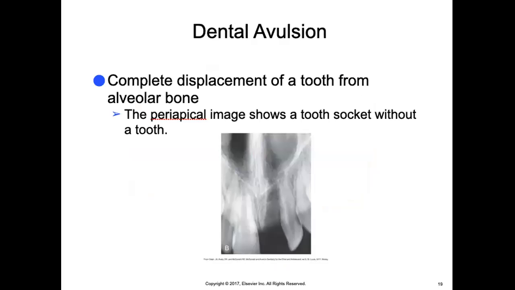So a complete displacement of a tooth from the alveolar bone is known as dental avulsion. Here we have a periapical image that shows a tooth socket without a tooth. So this results from trauma associated with an assault or accidental fall. Dental images are important in the evaluation of the socket areas and should be used to examine the region for splintered bone.